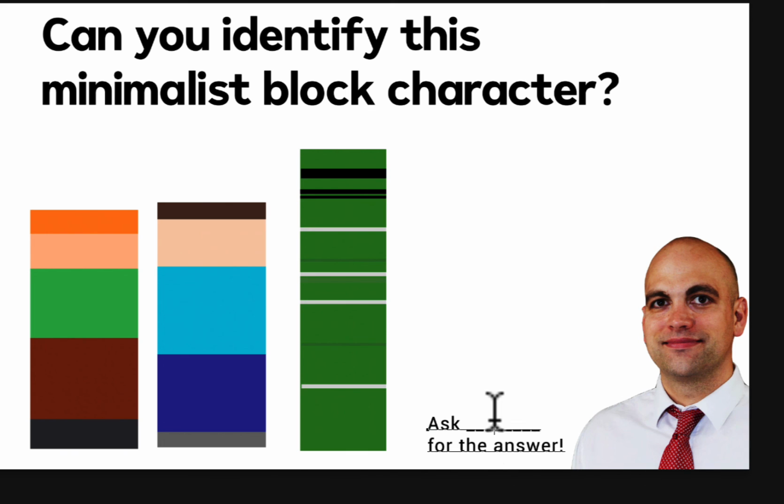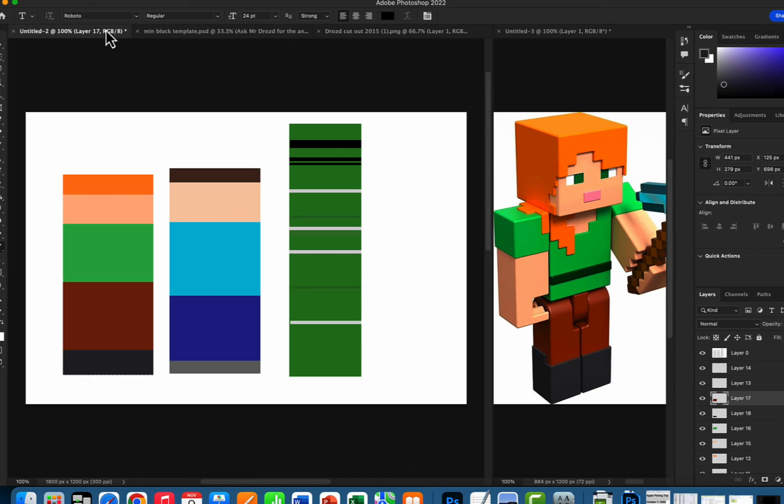And then, of course, we're asking who. You're going to put your first name or your nickname for the answer. You're going to save this as a JPEG and as a PSD. You're going to submit definitely the JPEG. I can't wait to see your work. So again, you're going to produce something that looks a little bit like this, as well as this. You're going to save and submit both.